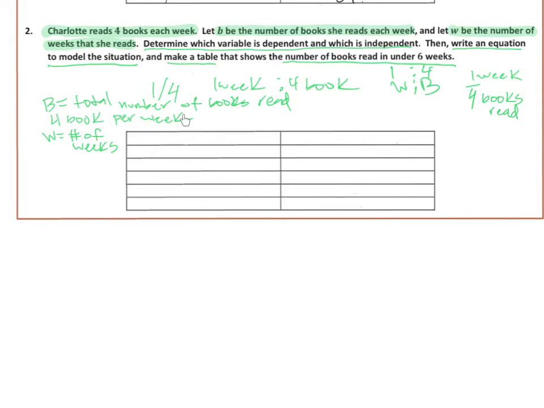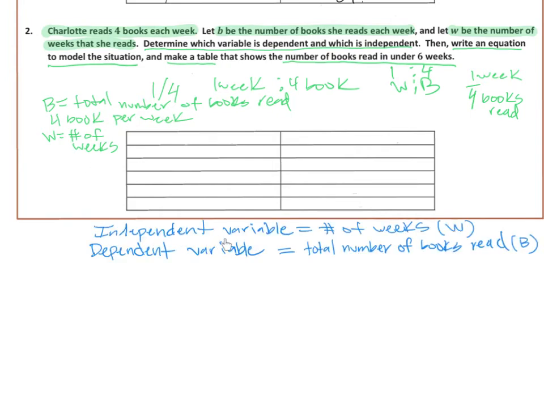The total number of books read, or B, is dependent upon how many weeks Charlotte spends reading books. So the weeks, or W, is going to be the independent variable. It will change and it will affect the variable B, which is the dependent variable. The total number depends on how many weeks we're reading. Our independent variable is the number of weeks, or W, and our dependent variable is the total number of books read, or B.